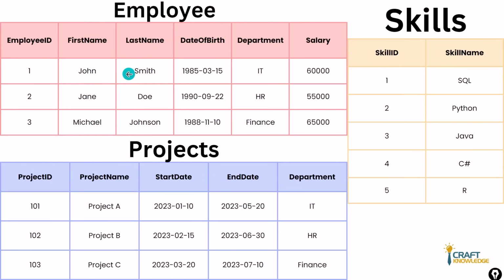So one employee can have a minimum of one skill and a maximum of more than one skill. There's no limit on the maximum, right? So this is called a one-to-many relationship.